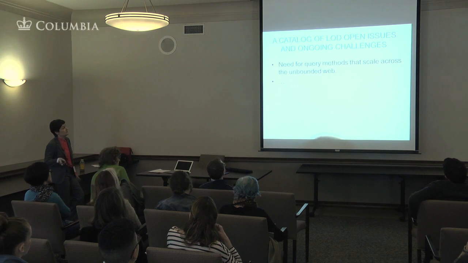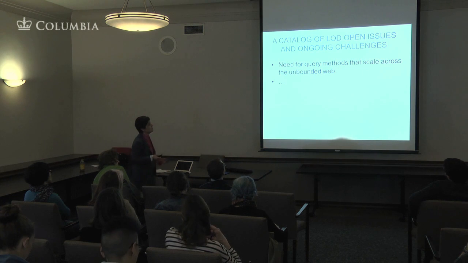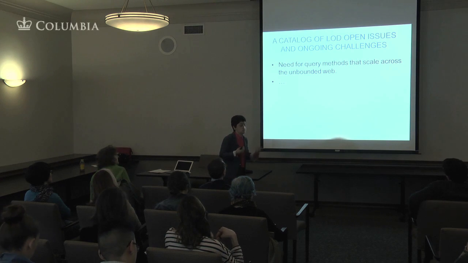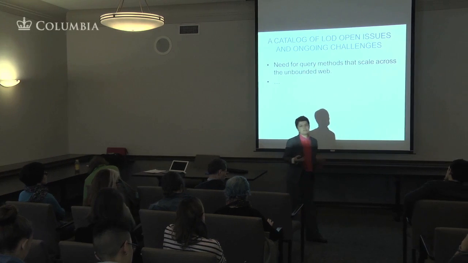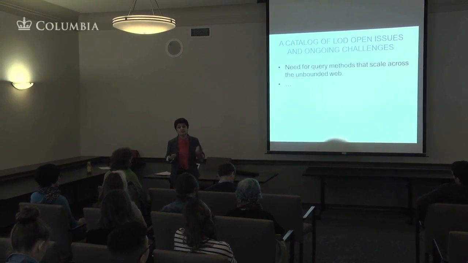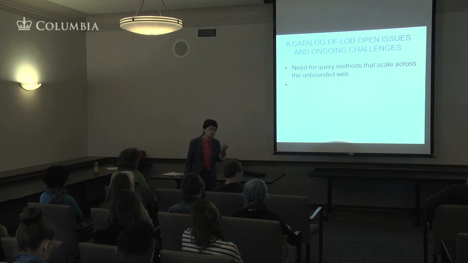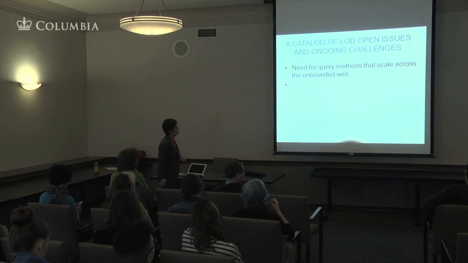Well, just to really end the talk, one of the challenges is the need for query methods that scale across the unbounded web. So far we have seen the interlinking of well-established data sets: DBpedia, Library of Congress, GeoNames. These are very, very reliable data sets. But the interlinking in the open web poses some issues of scalability, especially because the SPARQL query language is probably not strong enough. This is a matter of creating a layer of stronger functionality in terms of querying.